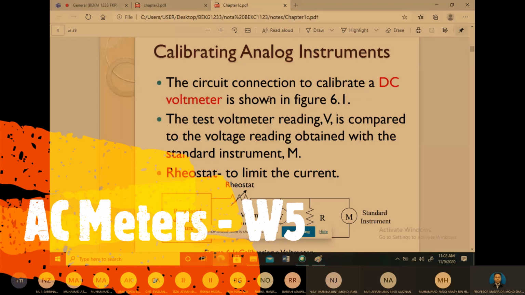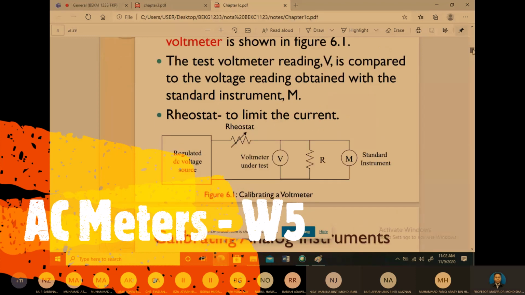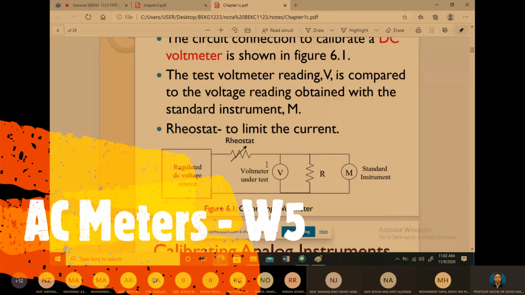Okay. So you can see this. This is a DC voltmeter. How to calibrate? This is our voltmeter under test, and this is our standard instrument. Normally for the standard instrument we use the digital multimeter, to compare the result between the voltmeter under test and the standard instrument, based on the digital multimeter.